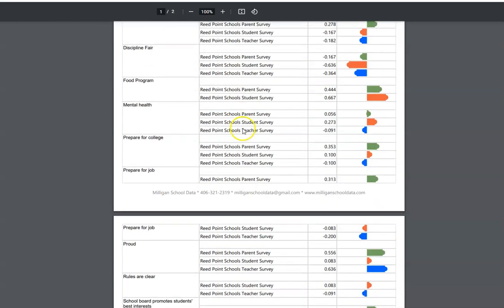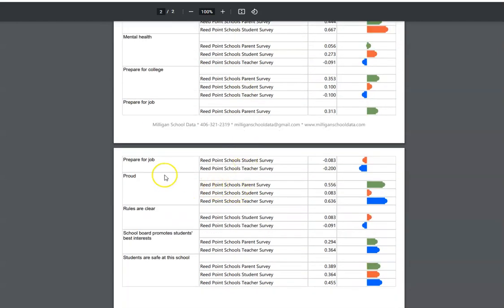And so, for example, this section here that asks about proud, on the teacher survey we asked, I am proud to work at this school. On the student survey, we asked, I am proud to go to this school. And on the parent survey, we asked, I am proud to send my students to this school. And what this survey allows you to do is see how these different populations, the teachers, students, and parents, answered the individual questions where there is overlap.